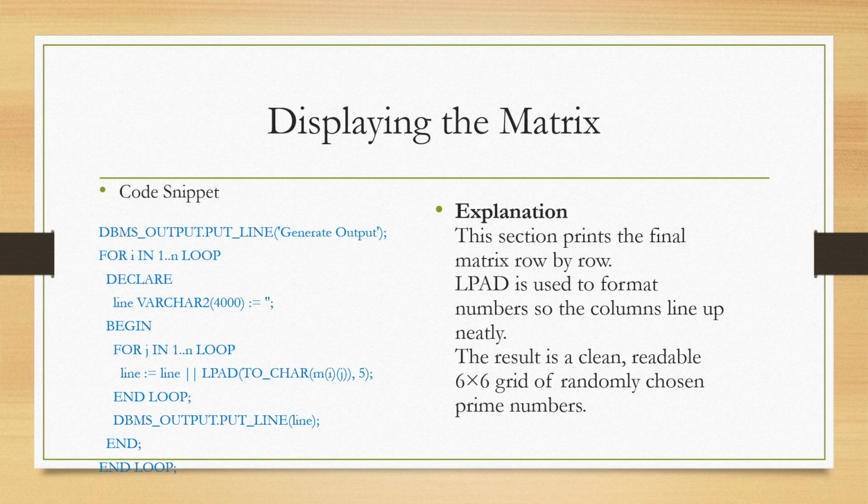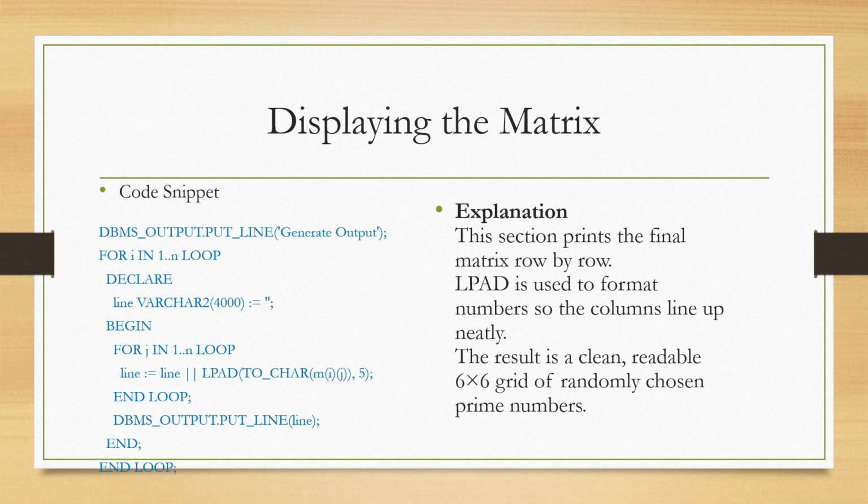To print the result in the expected output, we are using LPAD. That will be used to format the numbers, so the columns will be lined up neatly and we are able to clearly view the results in our expected way. So the result is a clean, readable 6x6 grid of randomly chosen prime numbers.